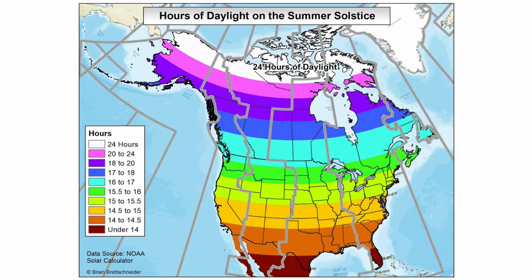So I thought I'd include some maps. A picture's worth 1,000 words. If you're above the Arctic Circle in the summertime, you have 24 hours of daylight, and the closer to the equator you get, the closer to a 12-hour day you see. On the summer solstice, we have about a 14 and a half, 15-hour day in Sacramento.